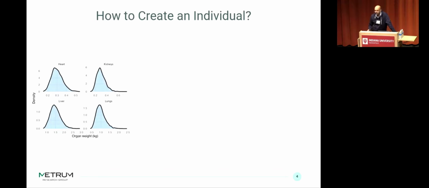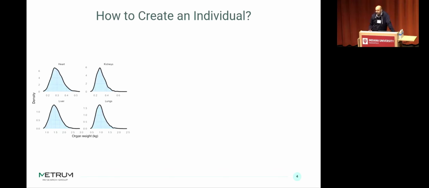Okay, so how do we create that? How can we create an individual? Well, thankfully, we have a lot of data about human physiology. We've been studying it for a while now, right? So we know a lot about it. And one of the things that we know about the physiological system is that, for example, if you look at organs, we have a pretty good idea of the distribution of weights, or volumes, of these organs among humans, right? So we can have things like this.